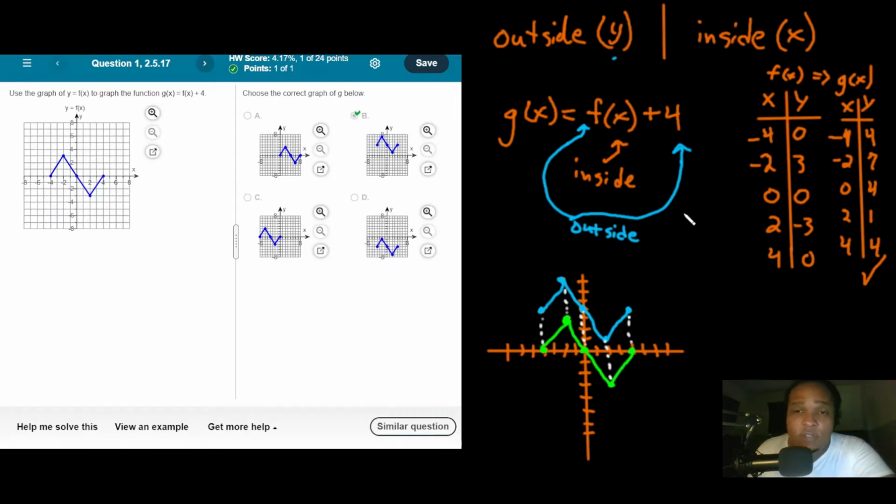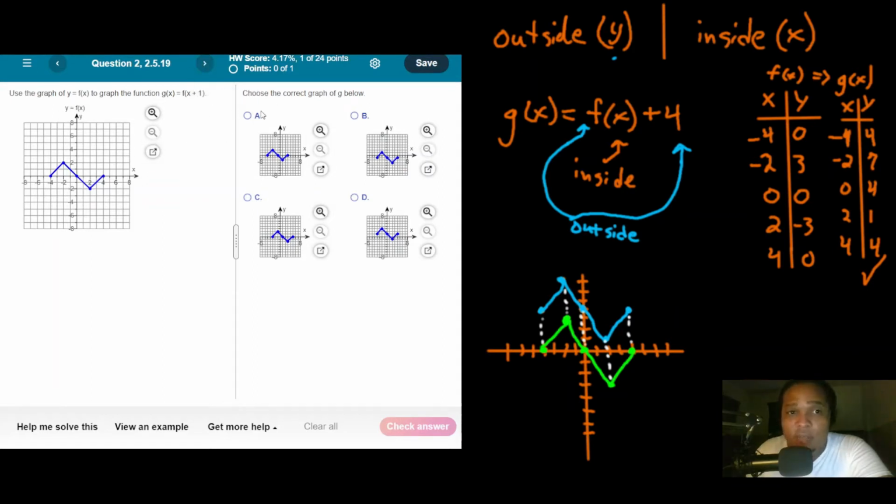This is a vertical shift because we added 4 to the outside, which is your y. And you're going to see they're going to give us every combination in the book. I looked ahead and I didn't see any horizontal stretches, so let us rejoice. That's one less thing to worry about. Let's go to the next one.